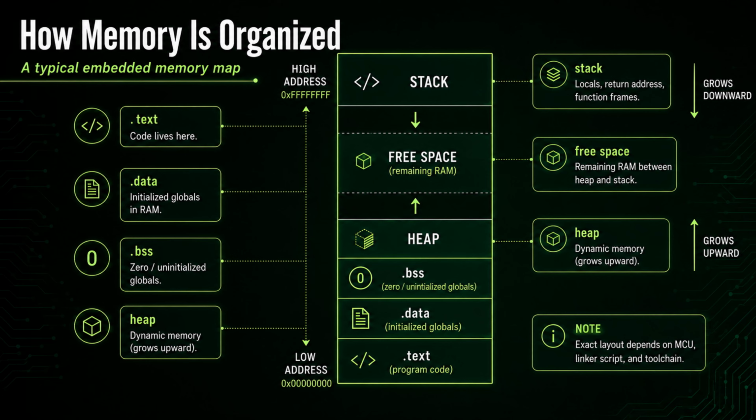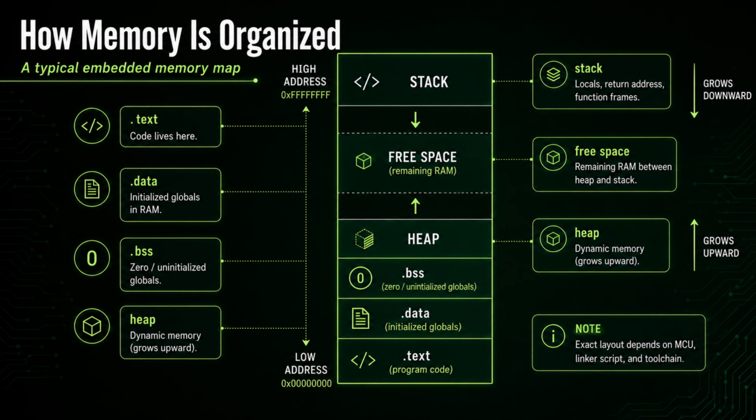This is usually stored in flash memory, because the program must remain available even after power is removed. Above that, we usually have data sections, such as .data and .bss. These are related to global and static variables that live in RAM while the program is running. Then we have the heap. The heap is used for dynamic memory allocation, and it usually grows upward when new memory blocks are allocated.